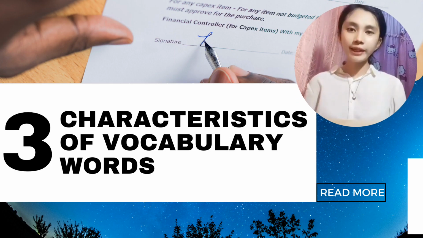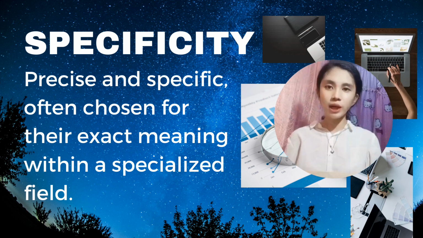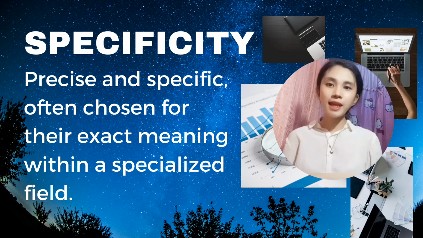The first characteristic of vocabulary words is specificity, where technical vocabulary prioritizes precise and exact meaning. These words are chosen to convey a particular concept within a specialized field, avoiding ambiguity. Example: instead of saying calculation method, a technical writer might use the more specific term algorithm, which refers to a set of well-defined instructions for problem solving.